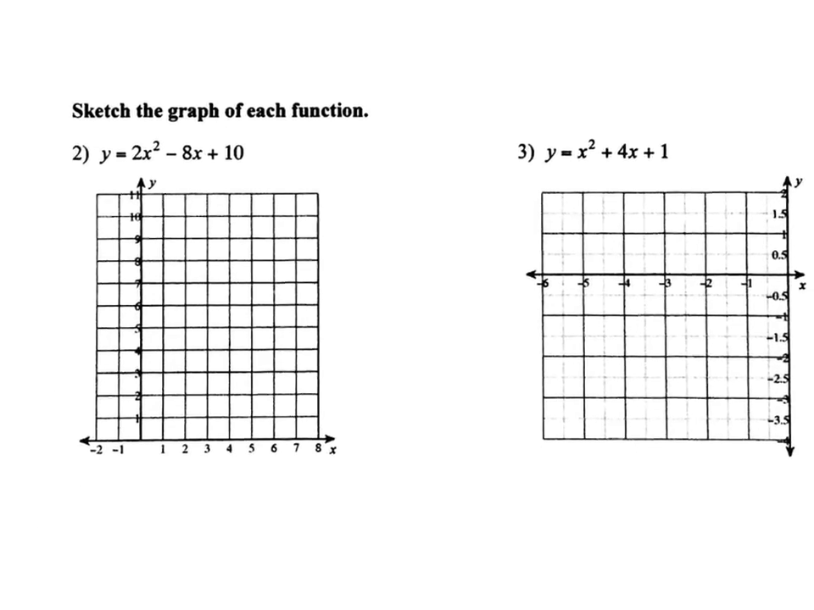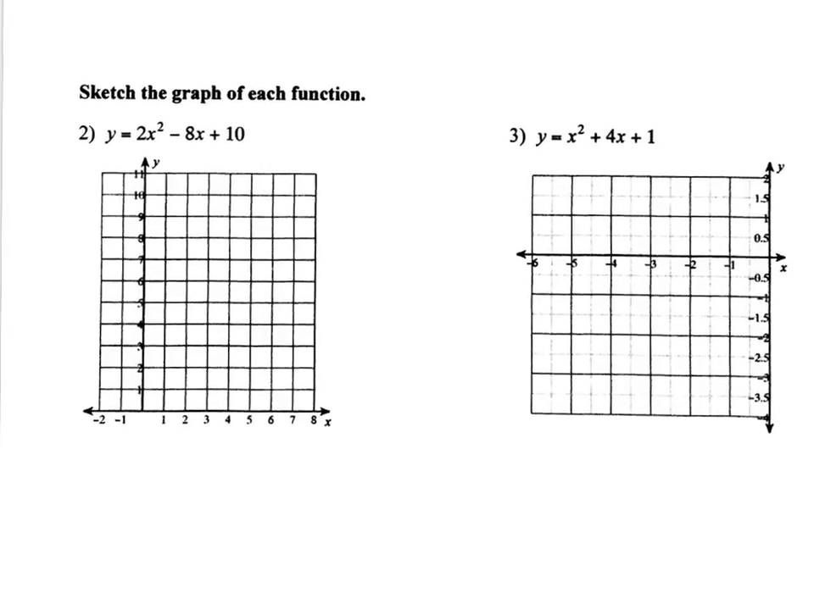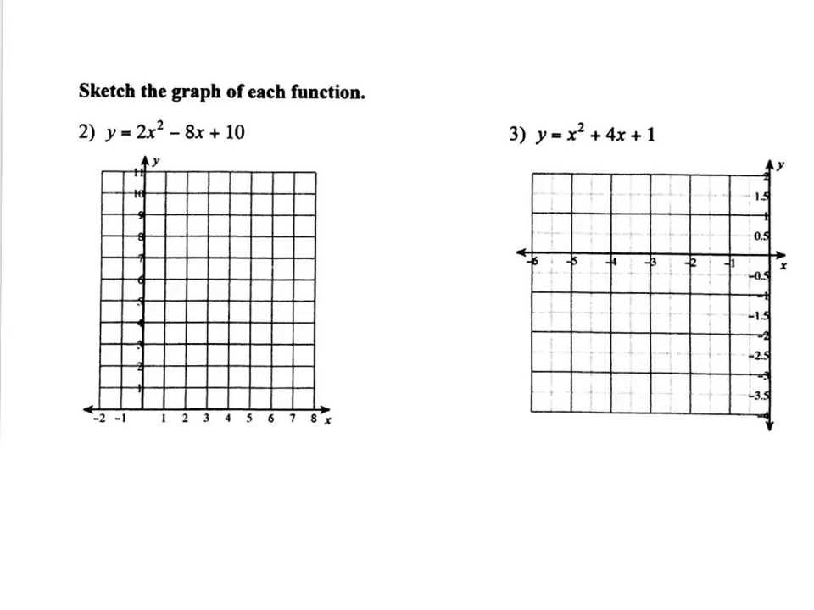All right, questions 2 and 3 ask us to sketch the graph of each function. This is in standard form. Remember, we found a few different things today. The first thing that's easy to find is the y-intercept, and that's this value that's by itself. So my y-intercept is going to be 0, 10.